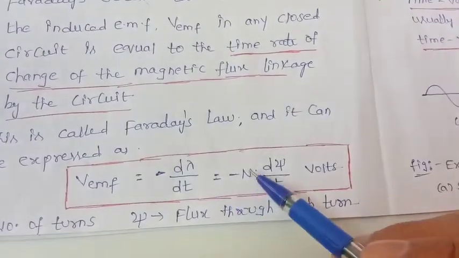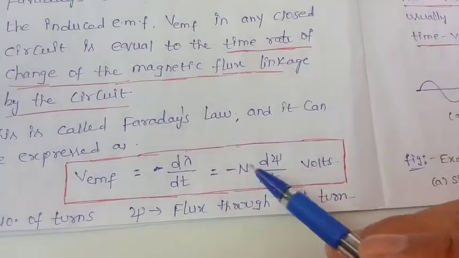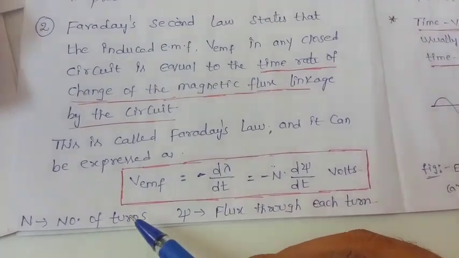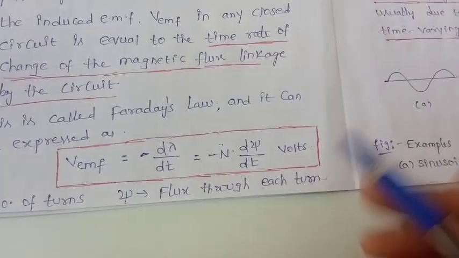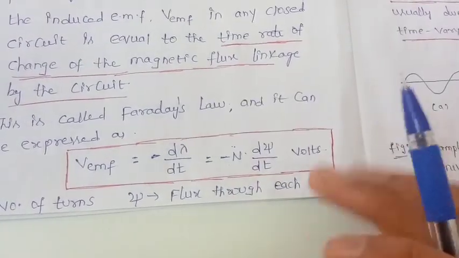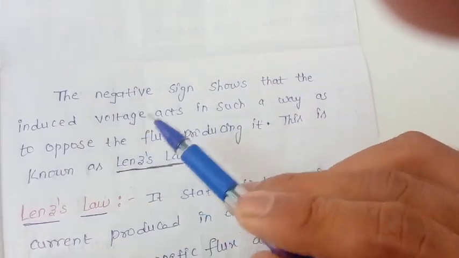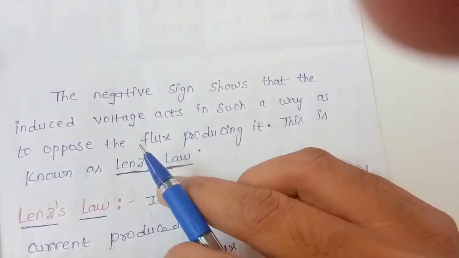Then we know that lambda is equal to N into phi. The unit of EMF is volts, where N is the number of turns of the coil and phi is the magnetic flux passing through each turn. Here the negative sign shows that the induced voltage acts in such a way as to oppose the flux producing it. This is known as Lenz's law.